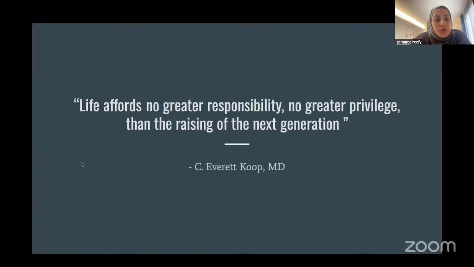And I'll leave you with this take-home quote. Life affords no greater responsibility, no greater privilege than the raising of the next generation.